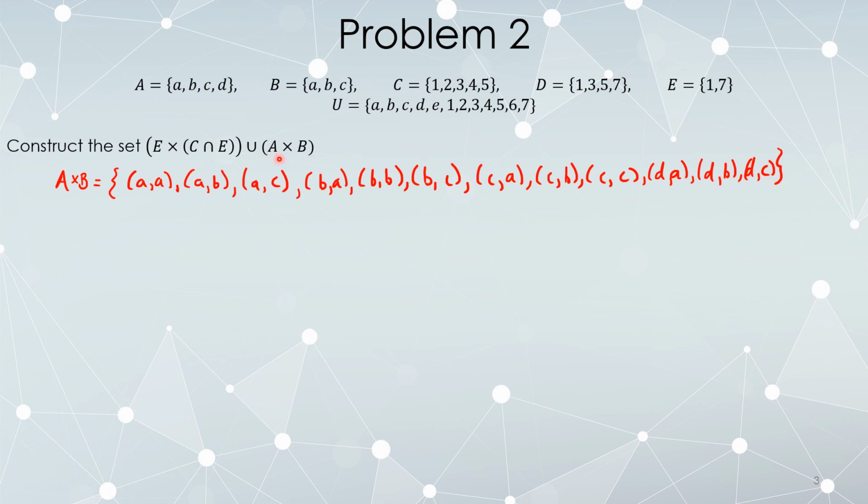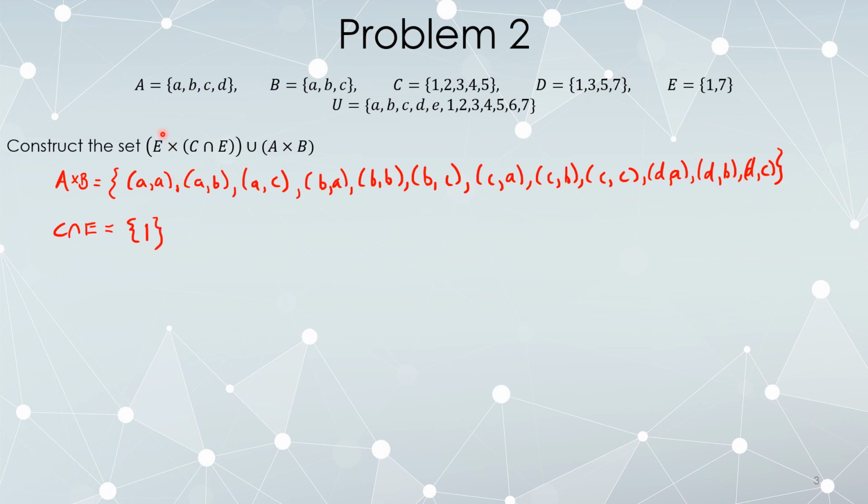So having constructed this product, now we can attack this product here, but first we need to construct C intersect E. So for C intersect E, I'm looking for things that are in C and they are also in E. So out of 1, 2, 3, 4, 5, what is also in the set 1, 7? Well, the only thing in there is 1.